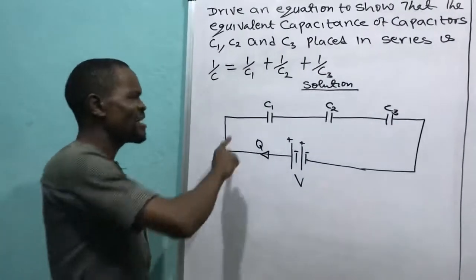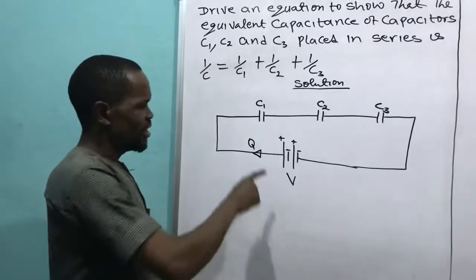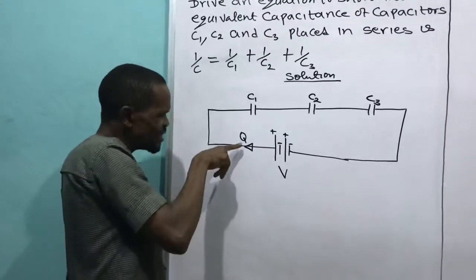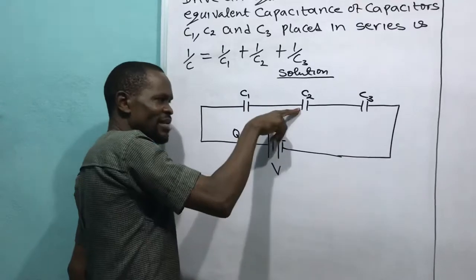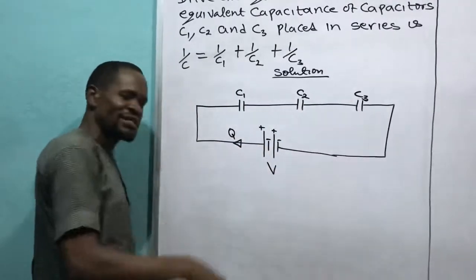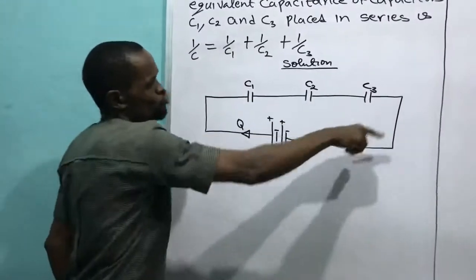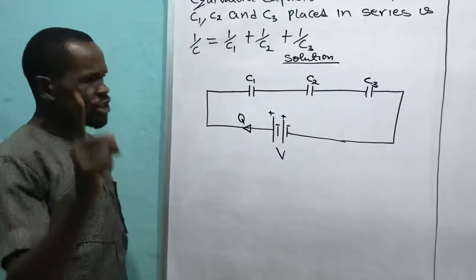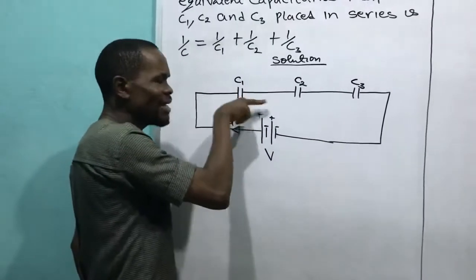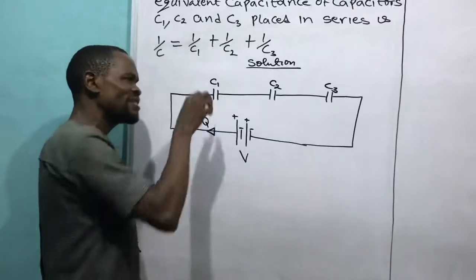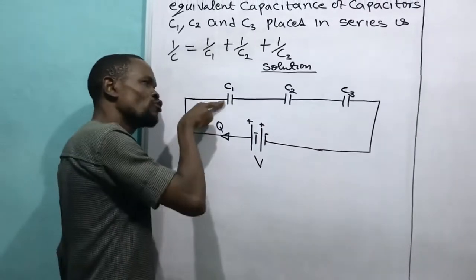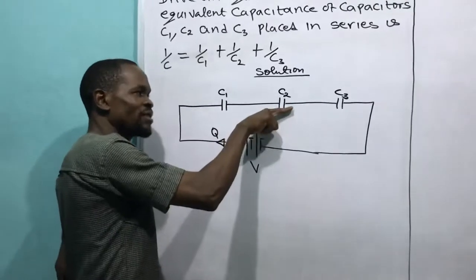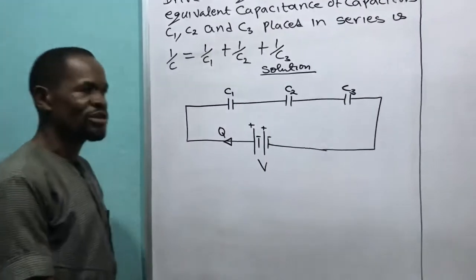What tells me that these capacitors are in series? The same charge enters the first, enters the second, enters the third, and comes back. If the same charge flows through devices in a circuit, it means they are in series. The same charge flows through capacitor 1, enters capacitor 2, and comes out from capacitor 3.